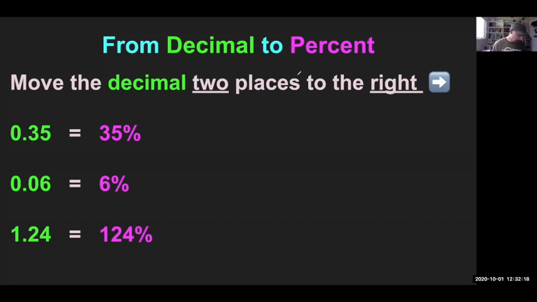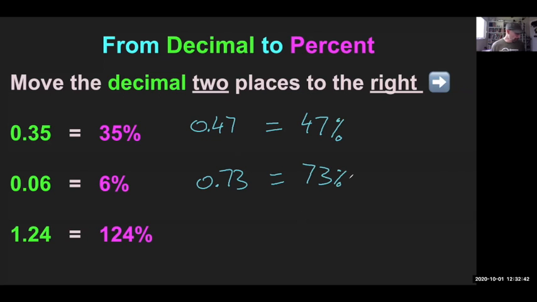Okay, so I'd like you to take this decimal 0.47 and turn it into a percent. Ready, go. Okay, so you should have had 47%. It's pretty easy, right? Just move it over 2 places. The next one is 0.73. Turn that into a percent. Right, you should have 73%. Oh my God, this is getting to be so easy.